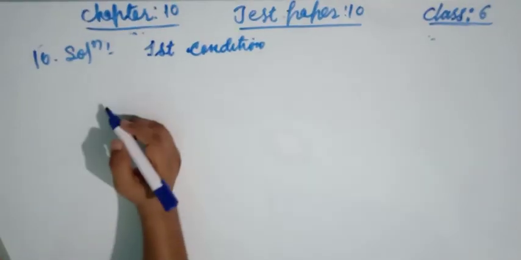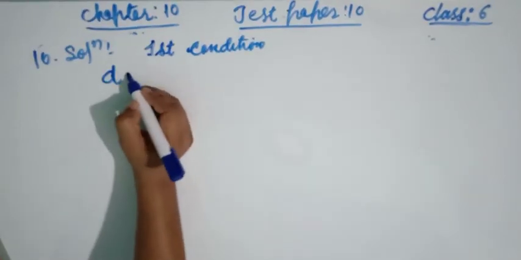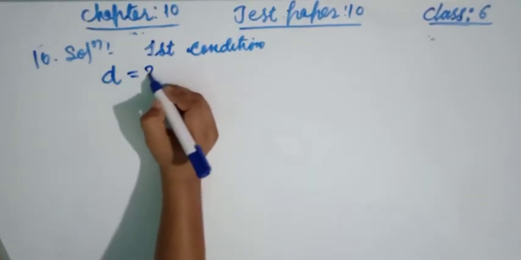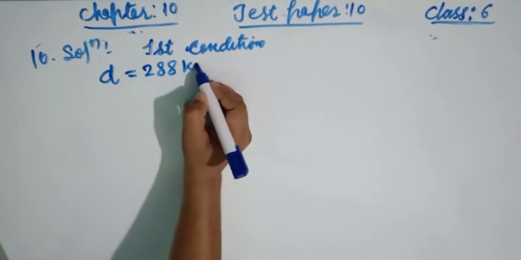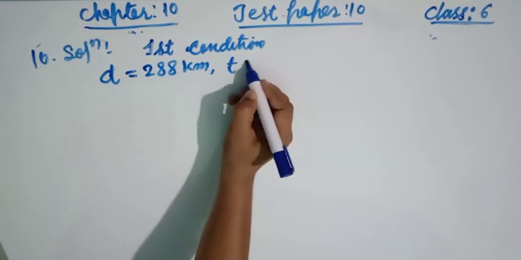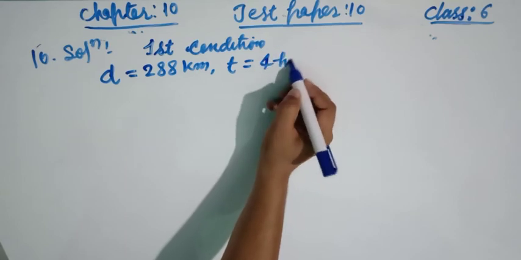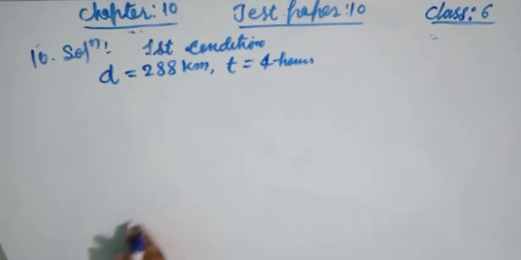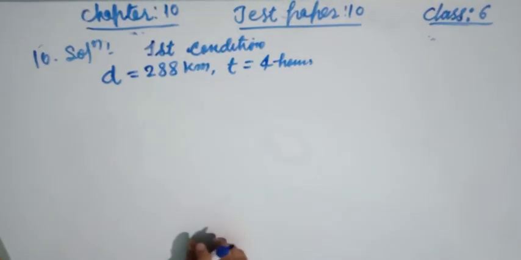Now the distance is given, D for distance friends, distance is given 288 km, and now time T is given here, 4 hours. First read friends: a car travels 288 km in 4 hours and a train travels 540 km in 6 hours. The ratio of their speeds is what, friends?